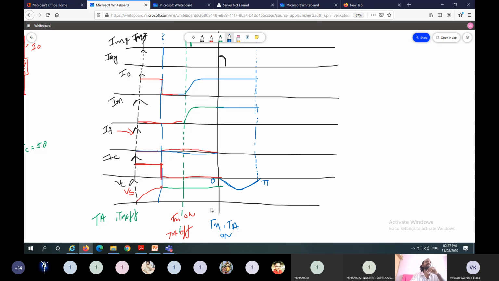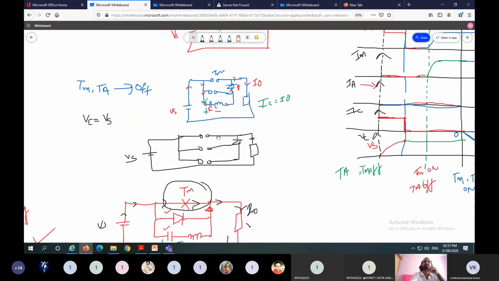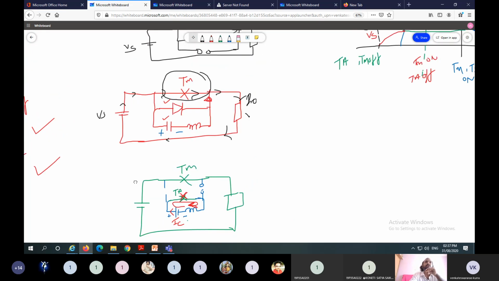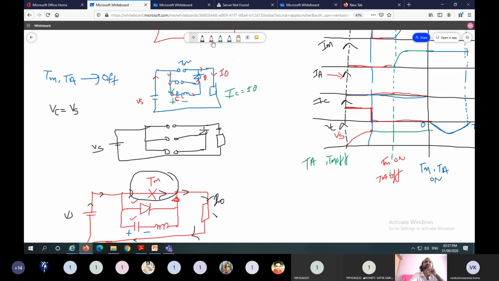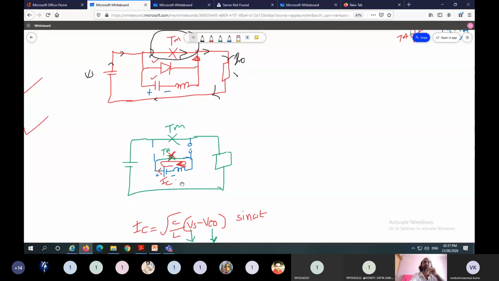Once the auxiliary thyristor is turned on, it follows the capacitor current. So here is the direction of the capacitor. The capacitor discharges and current flows in the reverse direction compared with the previous state. This one is the original state. In this state, current flows from positive to negative. But in this state, current flows from right to left. So that's why I take negative polarities.